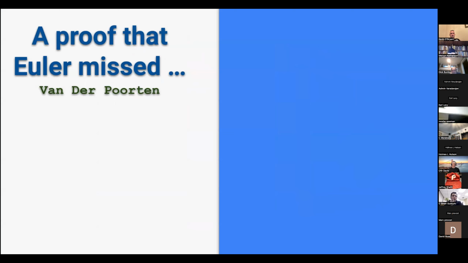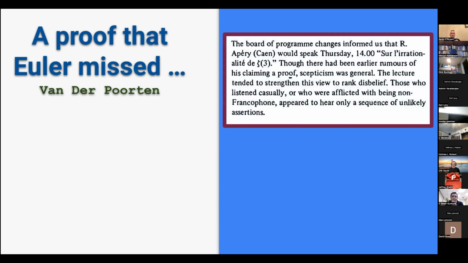And the first paragraph of this paper goes as follows. The board of program changes informed us that R. Apéry is going to speak about the irrationality of zeta 3. And though there had been earlier rumors of his claiming a proof, skepticism was general, and the lecture tended to strengthen this view to rank disbelief. And I'm not sure about you, I think that this is a great way to start the first paragraph of your paper. And then he continues, those who listen casually or who are afflicted with being non-francophone appear to hear only a sequence of unlikely assertions.